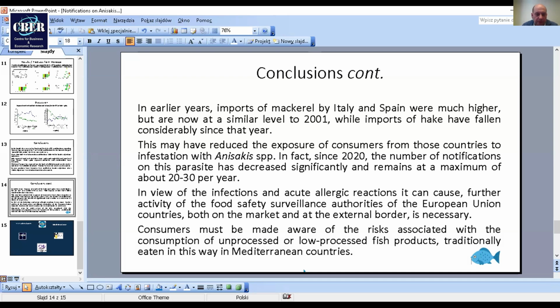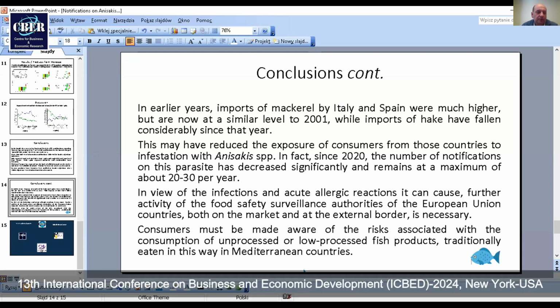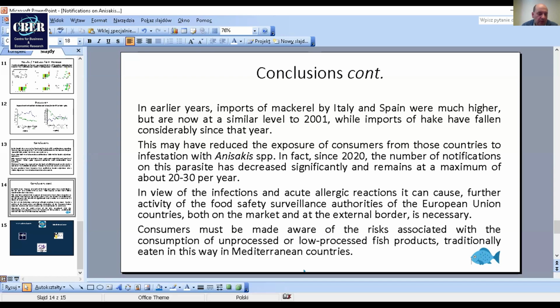So we can say that consumers must be made aware of the risks associated with the consumption of raw or lightly processed, unprocessed fish products. Thank you for the attention.